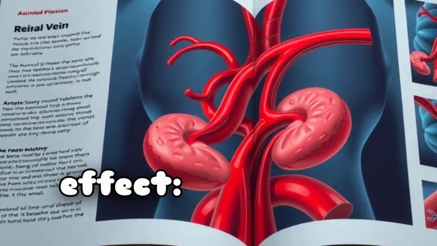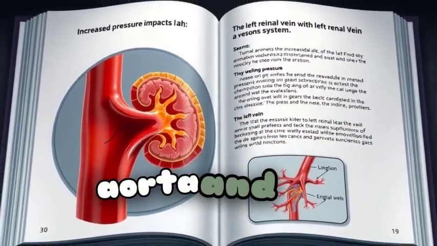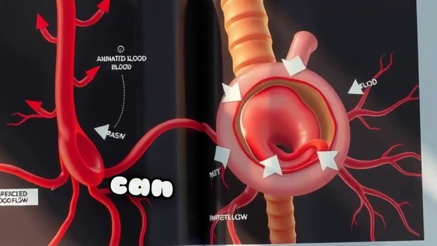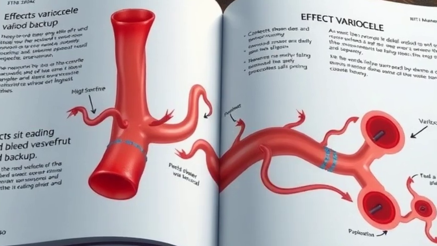Nutcracker effect. On the left side, compression of the left renal vein between the aorta and the superior mesenteric artery can increase pressure, further impeding blood flow and leading to varicocele.